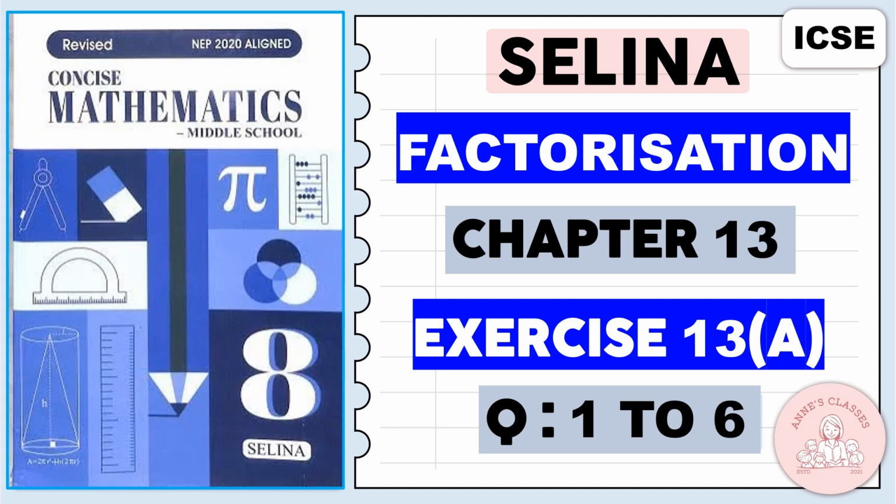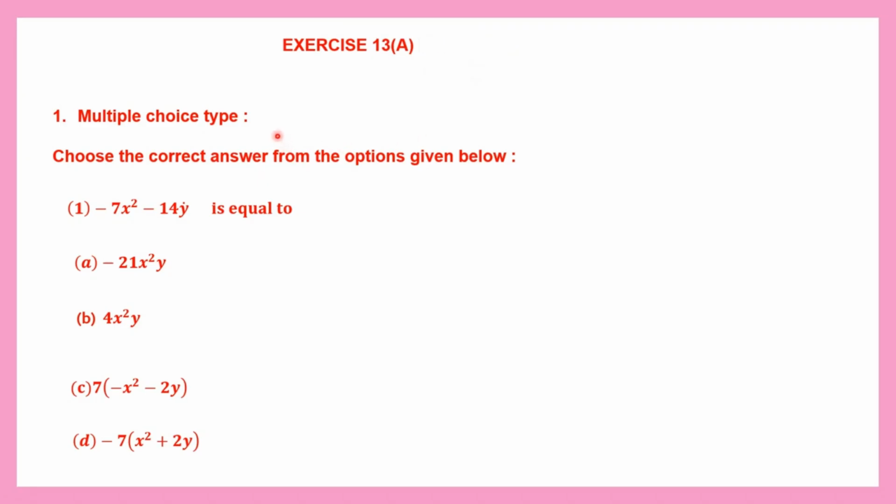Let's do Factorization, Chapter 13. And we are doing Factorization, and the first question is the multiple choice type. Choose the correct answer from the options given below. So we have an expression here and this is equal to one of these answers.